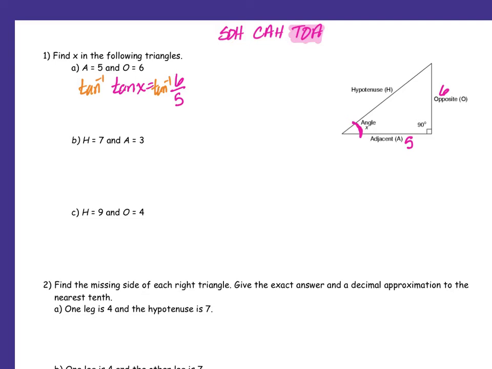So inverse of tangent undoes tangent. That means those two are going to go away. Kind of like a square undoes a square root, and the square root goes away. My tangent is going to go away on this side, and I get left with x. Now the problem becomes putting it into my calculator.